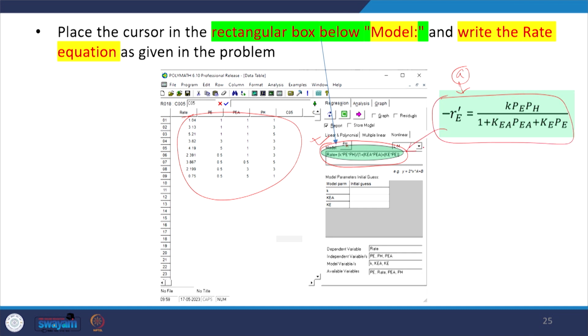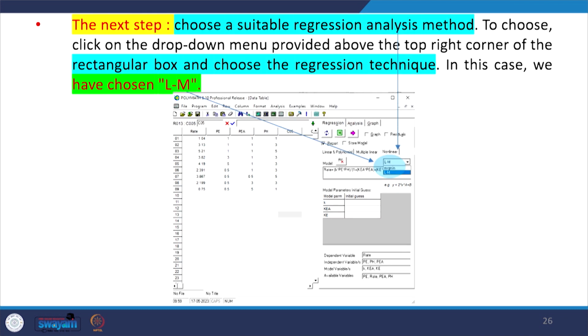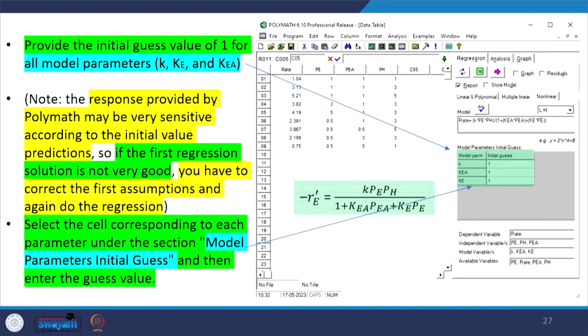So, we have to put it here in the model equations, and then we have to select nonlinear regression analysis, LM. So, we have to choose LM. By clicking here, we have to choose LM, the suitable method. Once we choose that, we then have to put in the initial guess values.